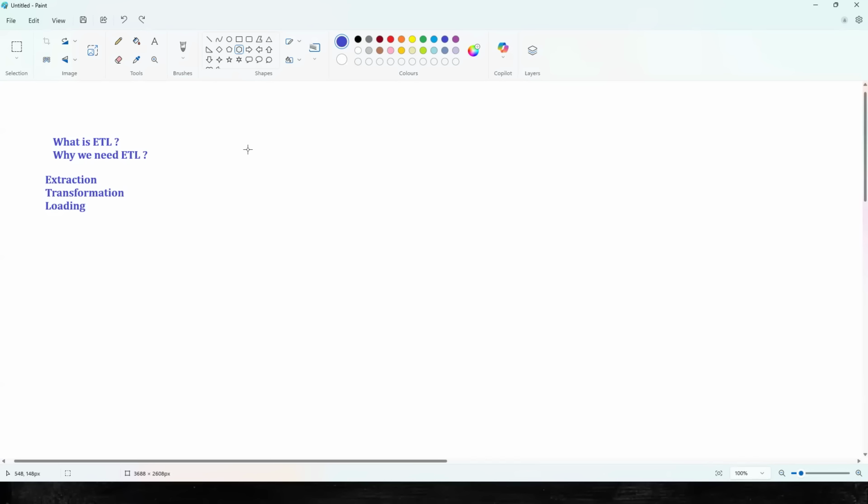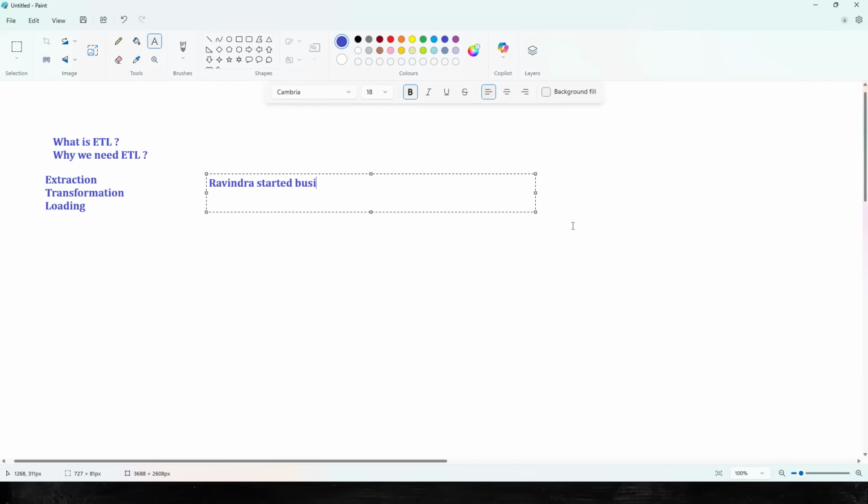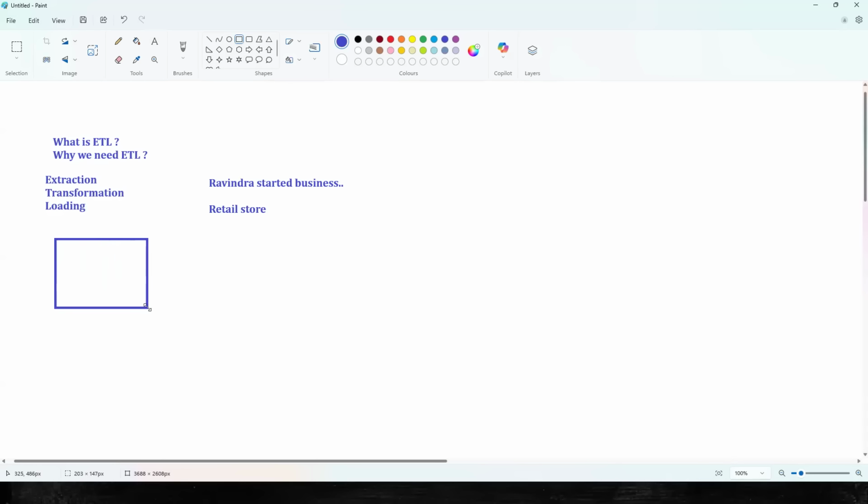Let me give you one simple example, and then we'll go into the ETL architecture. Let's say I have started my business. Ravindra started his business, and let's consider it's a retail store. Let me relate it to real time so that you will not forget ETL. I have a small store.